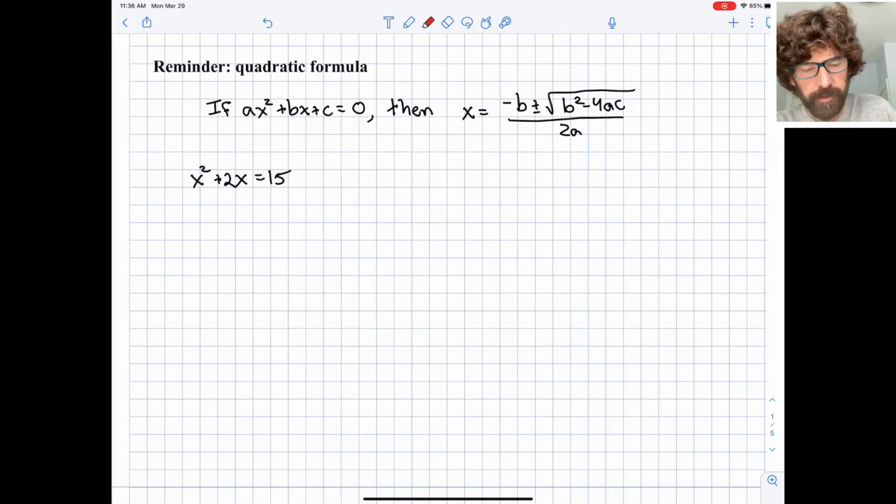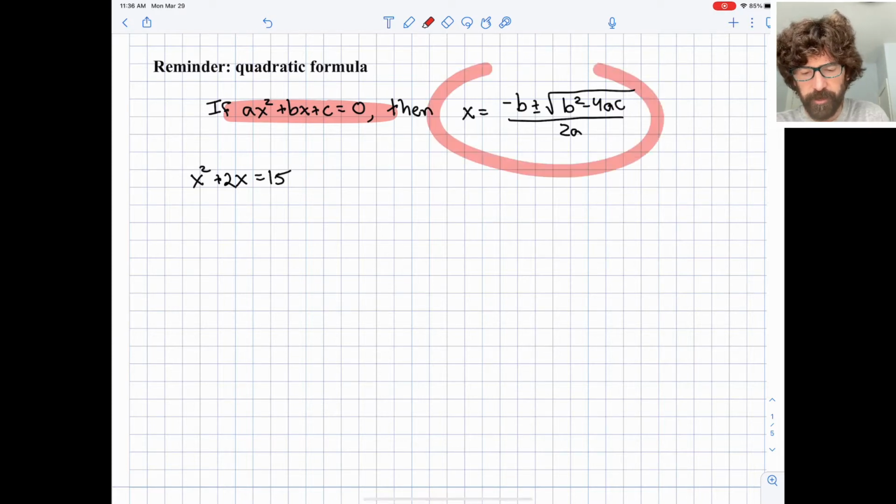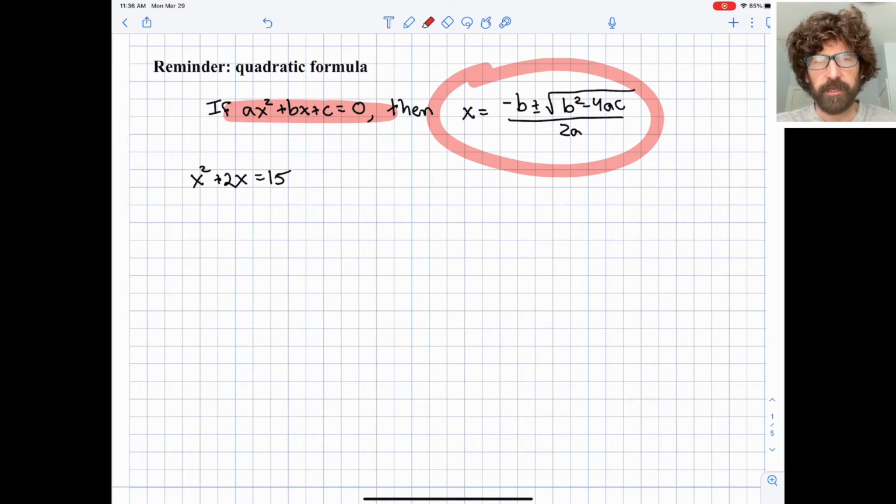If we have this quadratic equation, ax squared plus bx plus c is equal to 0, reminder it has to be equal to 0, then this is the quadratic formula, x is equal to negative b plus or minus the square root of b squared minus 4ac all over 2a. And a quick reminder that the plus or the minus will give us two possible answers, often, not always, but often. So let's do this quick example here.